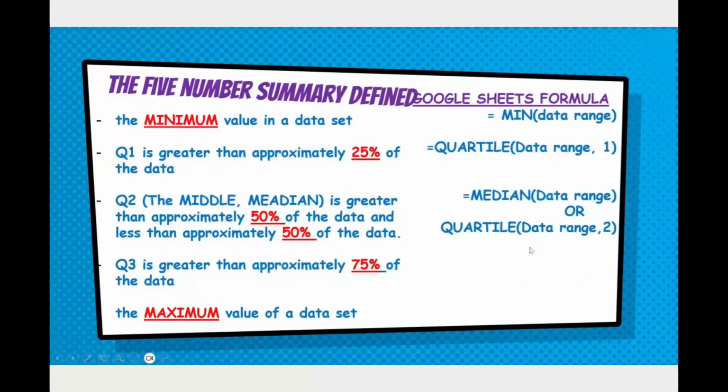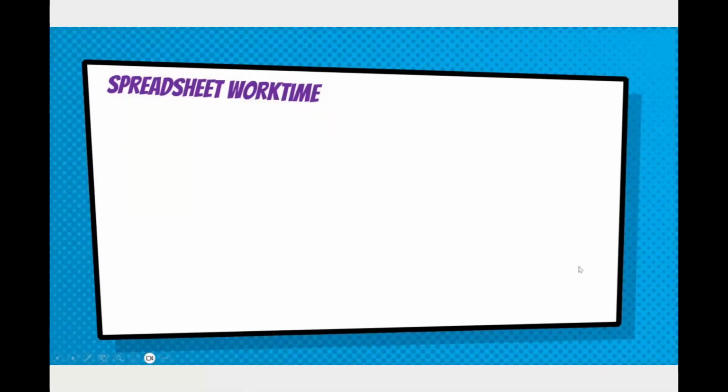Quartile 3, we're going to do equals quartile, and both of those quartiles should have an equal sign in front of them. My bad. Select the data range, and then since this is quartile 3, we're going to put comma 3. The maximum, we're going to do equals max and then select the data range.